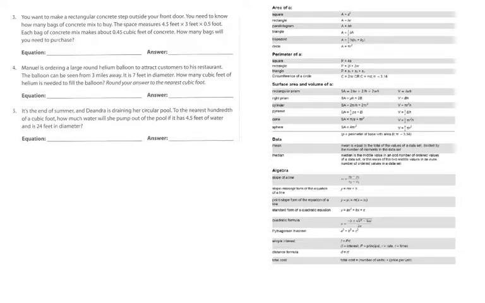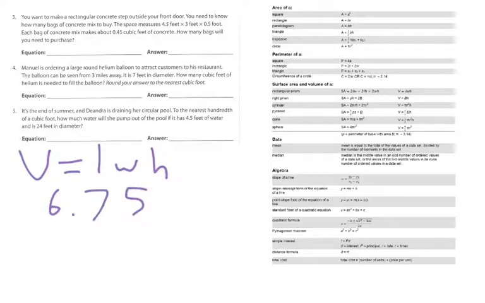So this is another two-stepper. First, we've got to get the volume. The volume of a rectangular prism is just length times width times height. And they tell us all those measurements with the 4.5 feet by 3 by half of a foot. So we're just going to multiply these together. And when we do that, we get 6.75. Now, it says that each bag of concrete mix makes 0.45 cubic feet. How many bags will we need? So we're going to take 6.75 and divide it by 0.45. And when we do that, we get 15. So how many bags will they need? They need 15.